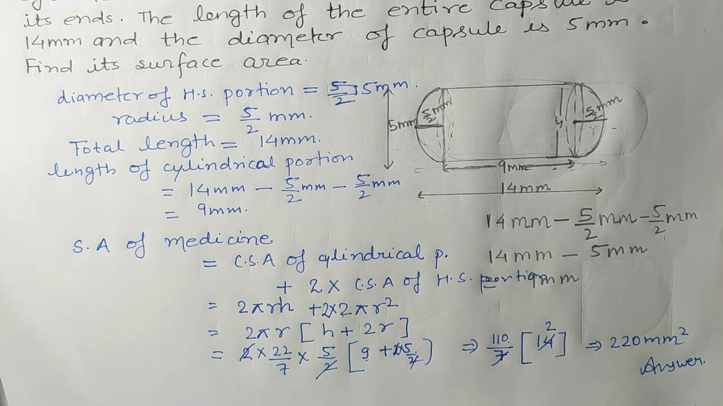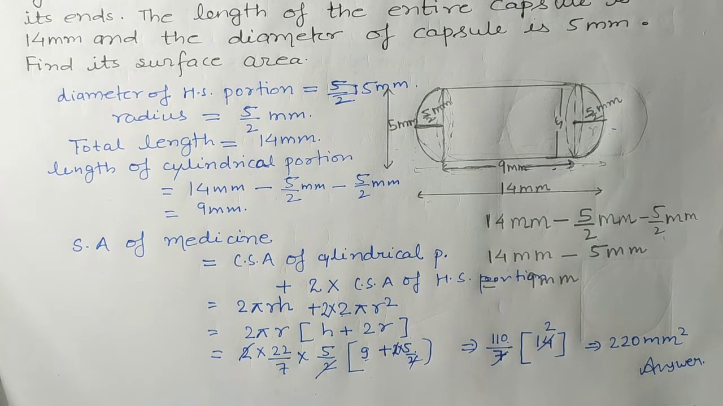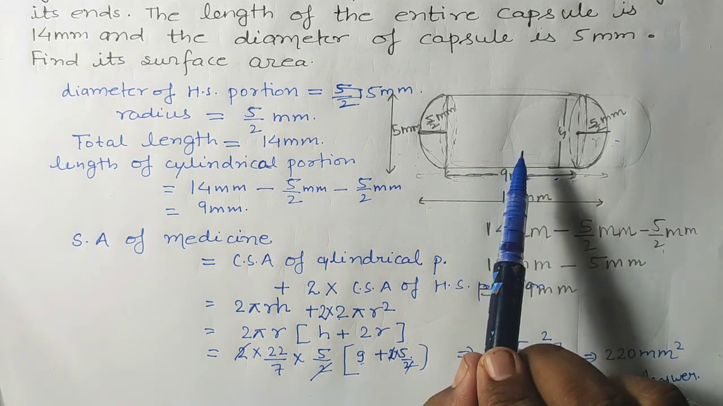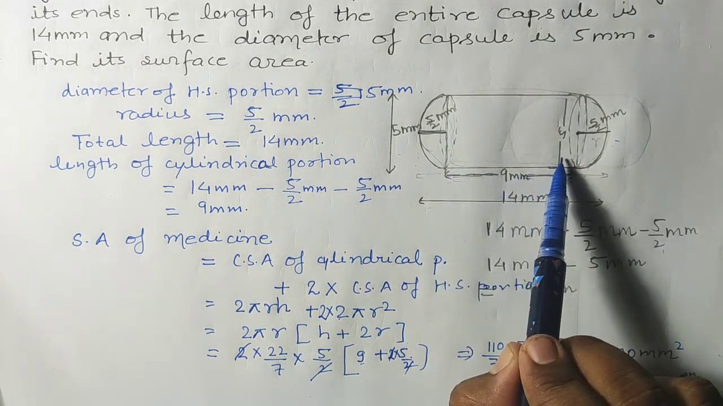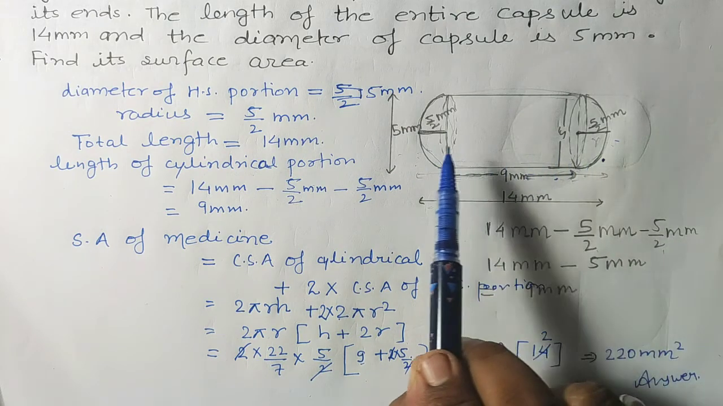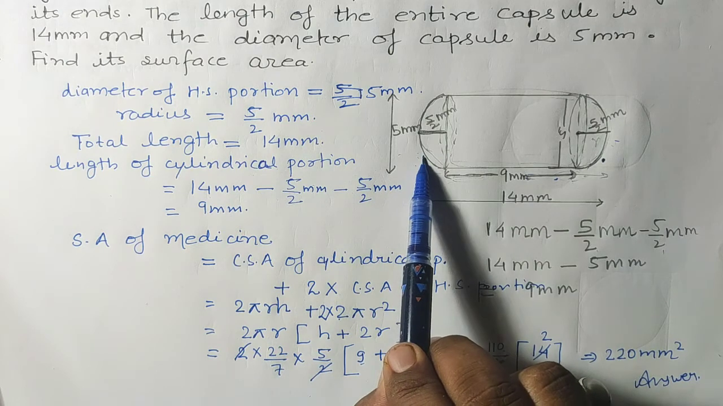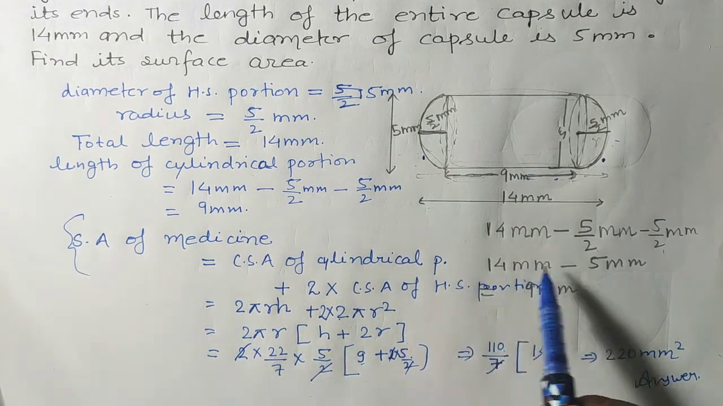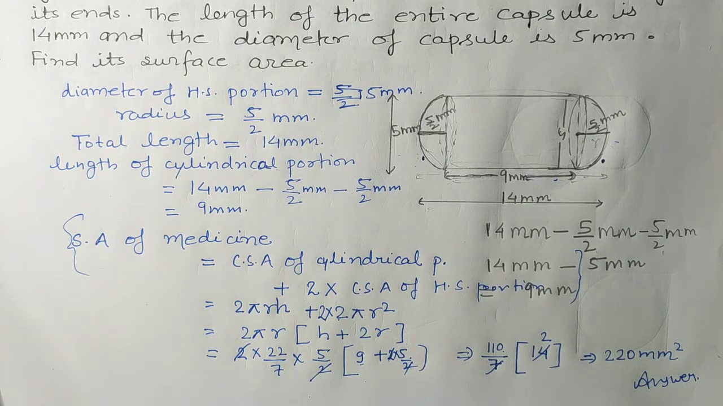Okay, what we have done, the main concept here is to add curved surface area of the cylindrical portion plus curved surface area of the hemispherical portion plus curved surface area of the hemispherical portion. Okay, basically this was the main concept here, and the rest are the calculations only. Okay students, so just pause the video and note it down.